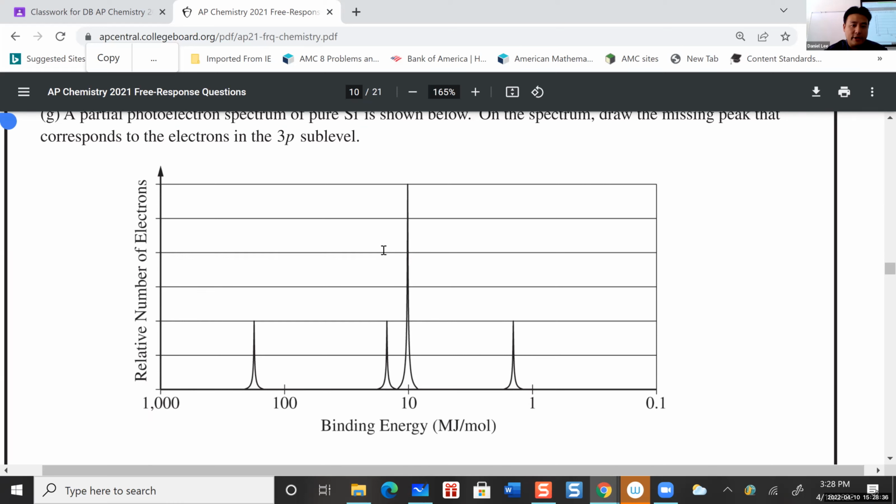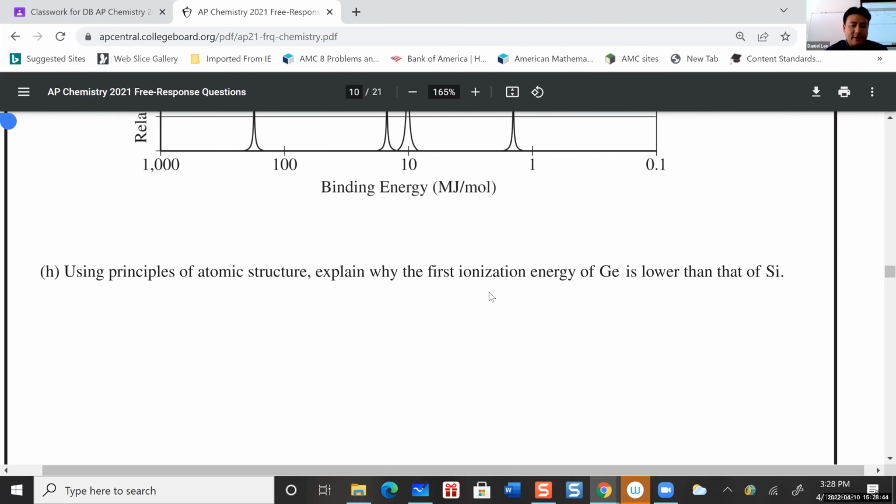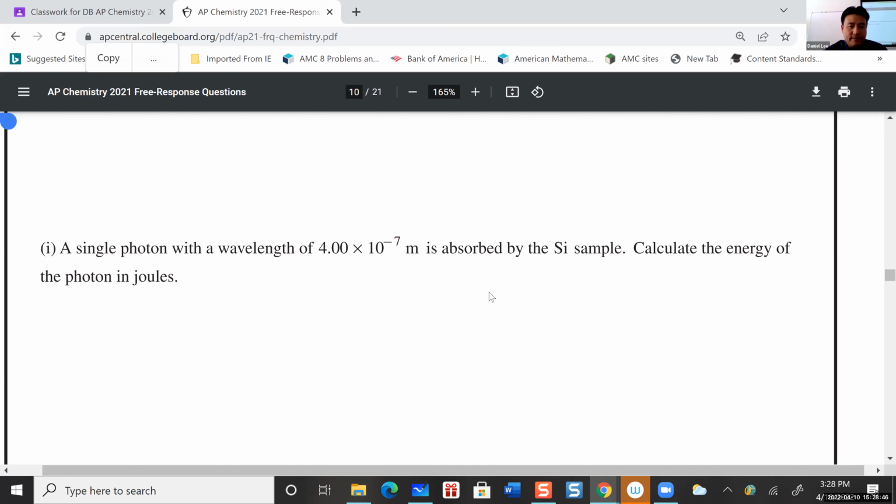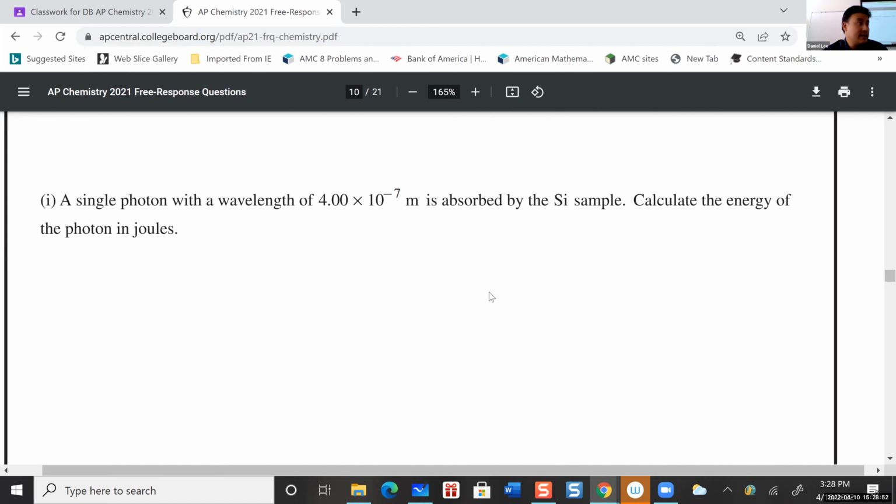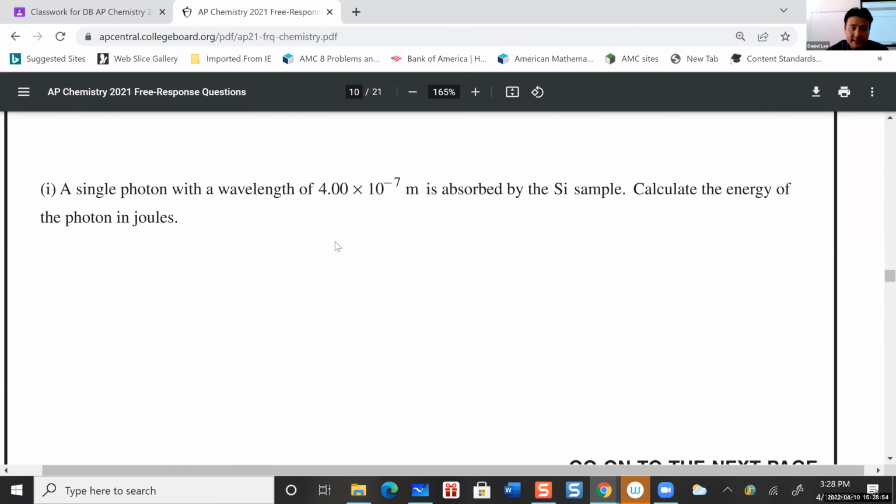And then there's the PES, the same thing, binding energy. This is the electron configuration. The first one is 1s2, 2s2, 2p6, 3s2, this is magnesium, right? And they ask you some questions on electron configuration. And wavelength: if you know wavelength, you can calculate frequency, you can calculate energy. So that equation is given, in case you forget, guys.